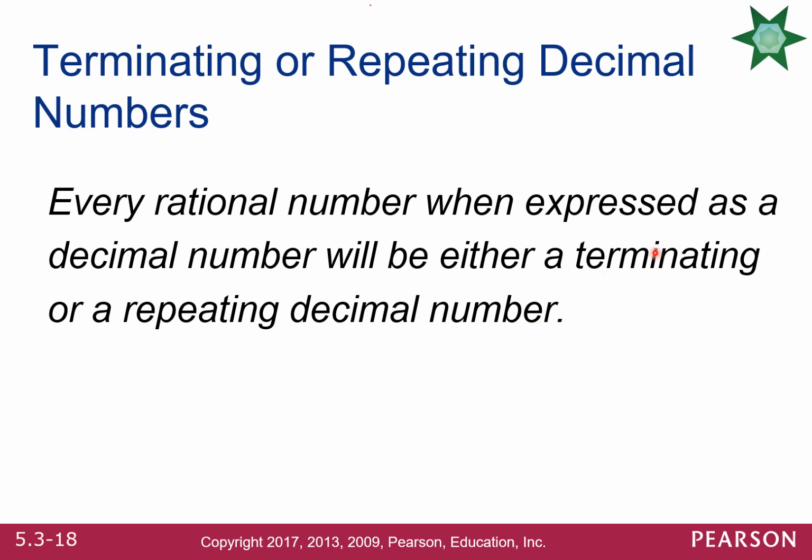Now, a terminating decimal will have its decimal values, the decimal portion of the number, end at a certain point. Whereas the repeating decimal number will never end. You can keep on performing the division and you will never end up with a 0 as the remainder. Let me give you an example to make it more clear for you. So first, an example of a terminating decimal number.